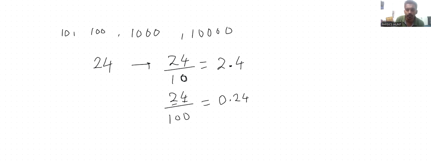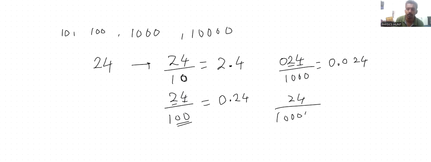Same 24 divided by 1000 means 0.024. Here three zeros, 1, 2. One more is not there, so you have to keep 0. So that is 0.024. Now same 24 divided by 10,000. So you keep zeros on the left side so that the value does not change. Now four zeros are there. So 1, 2, 3, 4. So 0.0024.